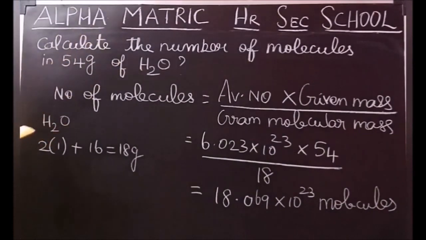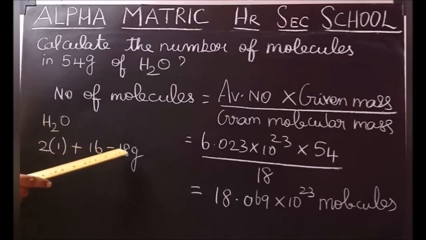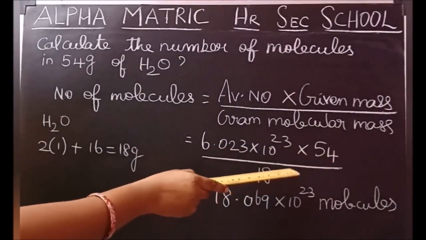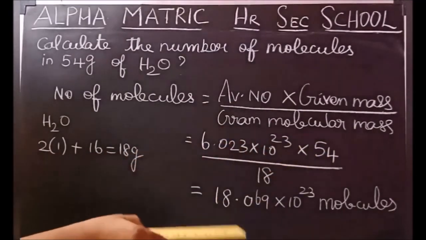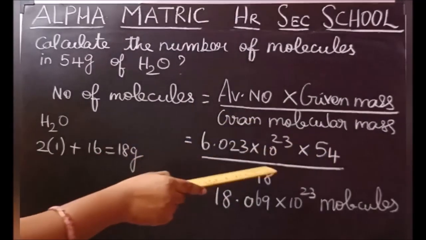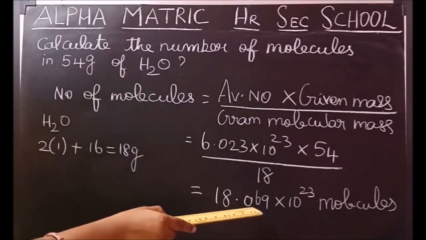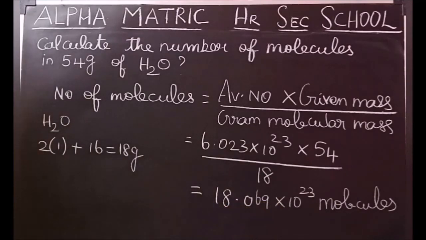For water, already we know that 2 into atomic mass of hydrogen and 1 into atomic mass of oxygen equal to 18. Gram molecular mass is 18 gram. Here 54 gram and 18 gram. Gram unit getting cancelled, and if you calculate this, we can get the answer 18.069 into 10 power 23 molecules present in 54 gram of water.